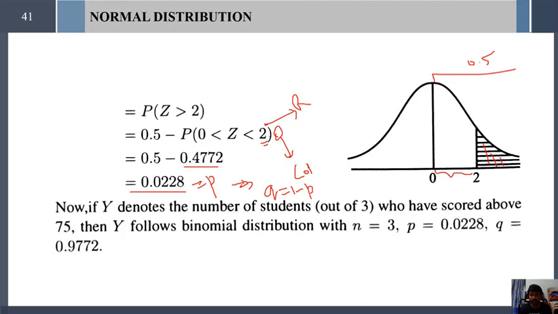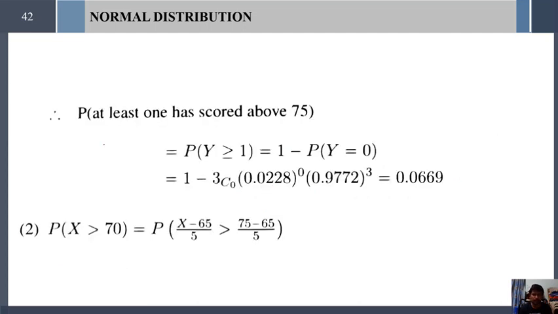In this problem, we are going to use the binomial distribution, where the number of students out of 3 is given. So n equal to 3, P equal to this value, and Q equal to 1 minus P. This 1 minus P equal to 1 minus 0.0228, and this value is nothing but 0.9772. Okay, and next, the probability that at least one has scored above 75 is the probability of Y greater than or equal to 1, and that is 1 minus the probability of its complement, 1 minus the probability of Y equal to 0.